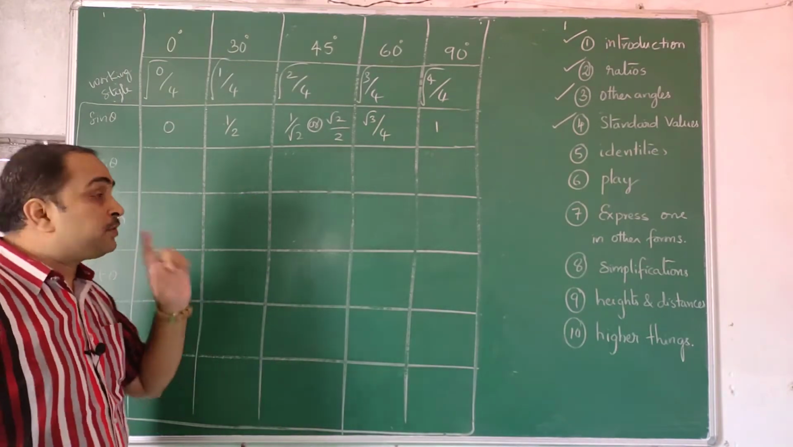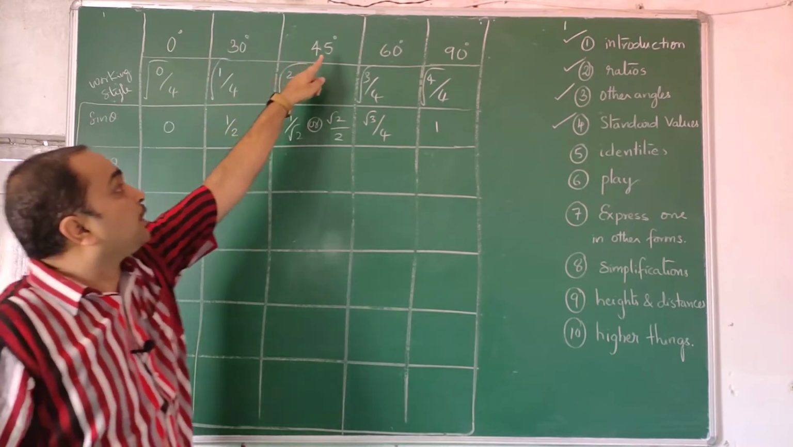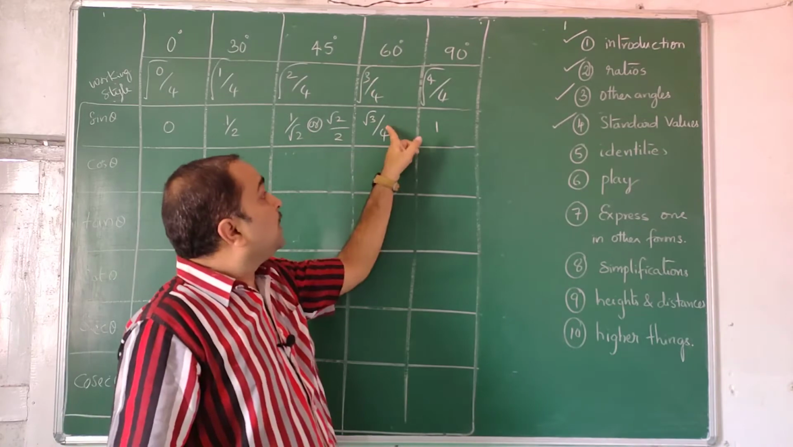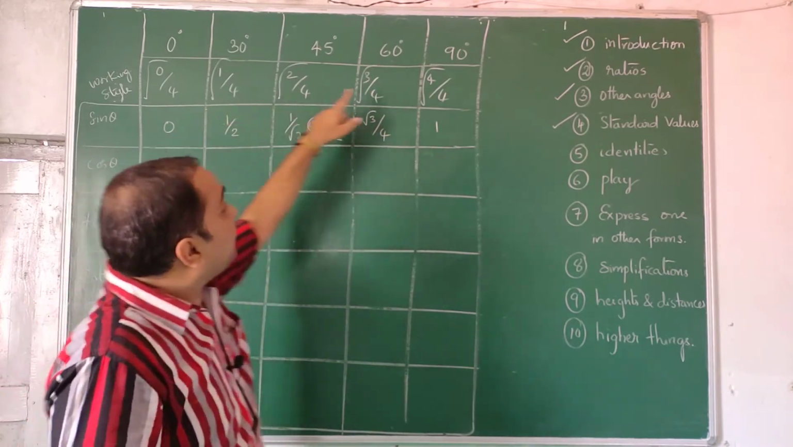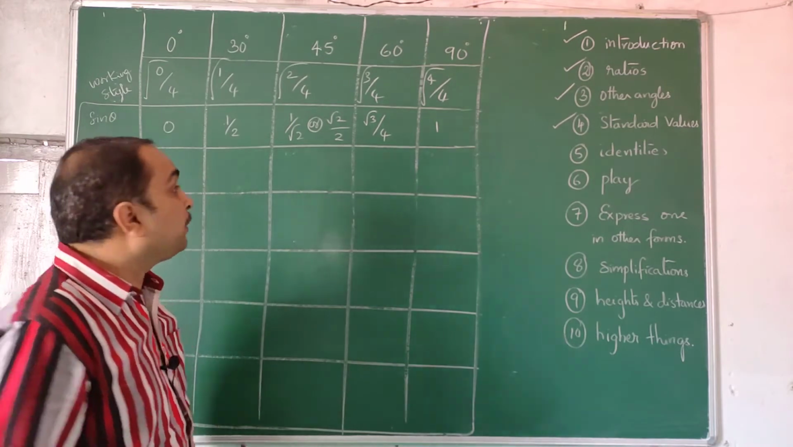Now the way I pronounce it, remember: sin 0 is 0, sin 30 is half, sin 45 is 1 by root 2 or root 2 by 2, sin 60 is root 3 by 4, sin 90 is 1. These are the standard values you have to learn by heart. This will not be given in the examination.